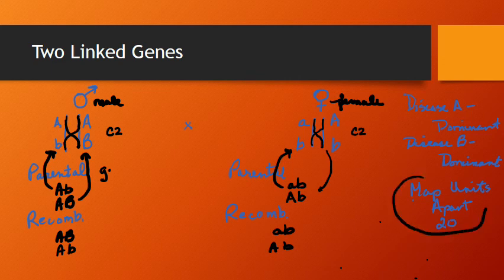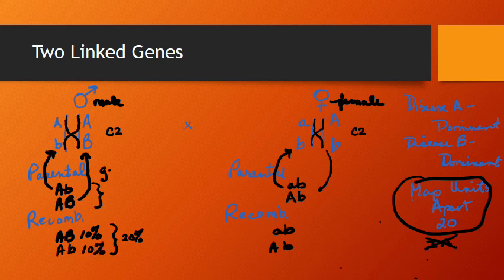Now we want to remember that these two genes are 20 map units apart. This means that they cannot independently assort. Independent assortment is out of the question. This is because these two genes are on the same chromosome, and actually they're not that far apart. They're only 20 map units apart. What this means is that the recombinants in our male will be produced 20% of the time. 10% will be of this genotype and 10% will be of this genotype.